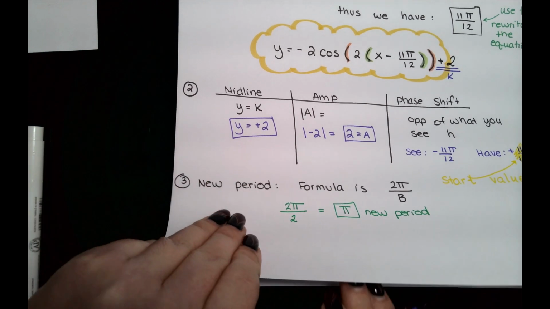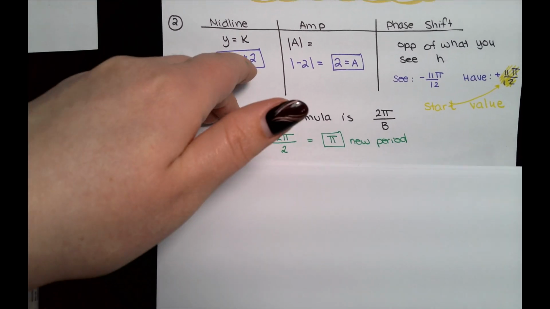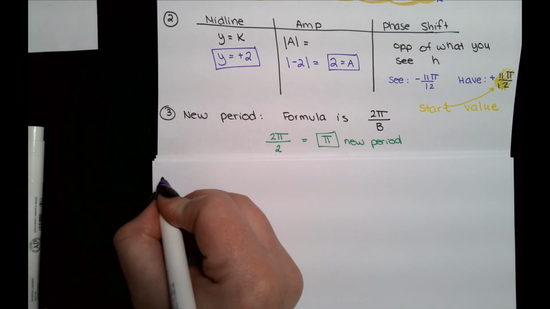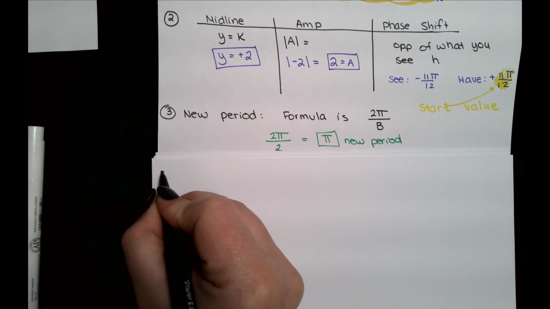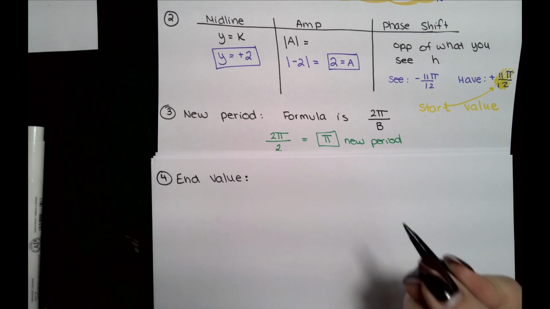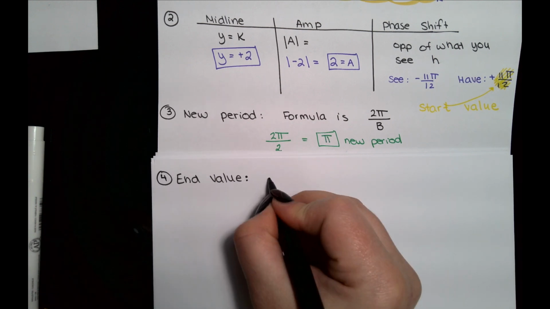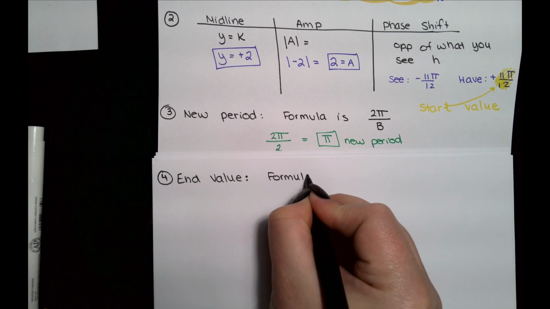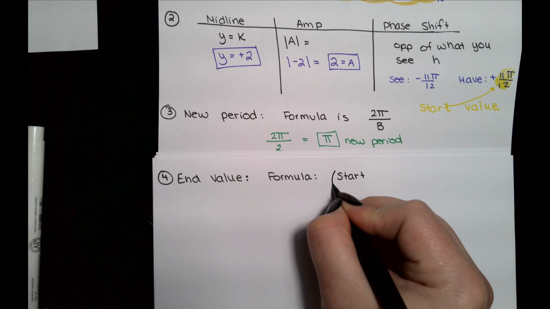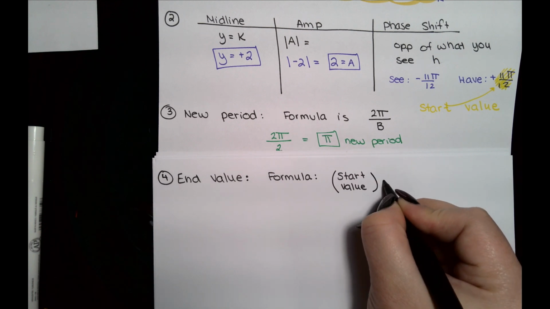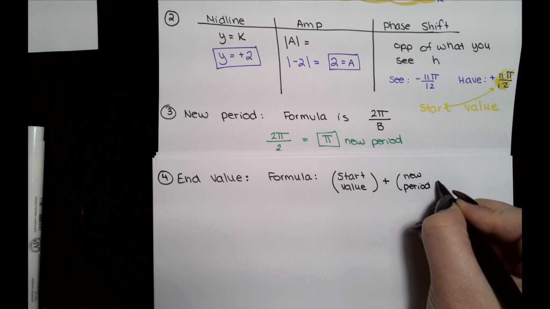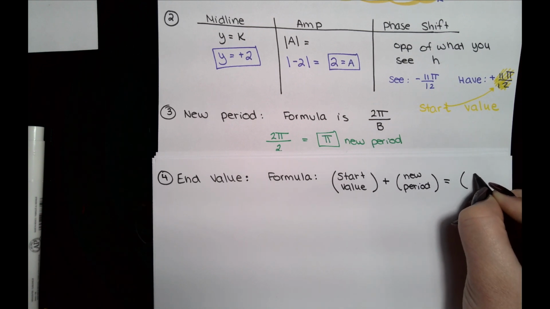And I'm going to run out of space, so I'm going to move on to another sheet of paper. Step number 4, just kidding. Step number 4 is our end value. Now again, we do have a little bit of a formula. It's not technically a formula, it's just steps. You're going to take your start value. You're going to add to that your new period. And you're going to get an output of your end value.